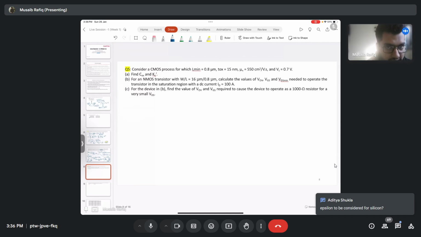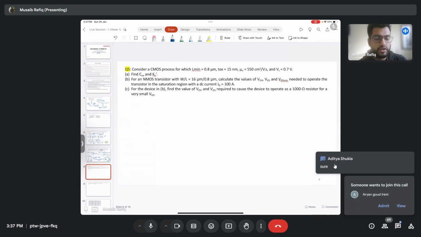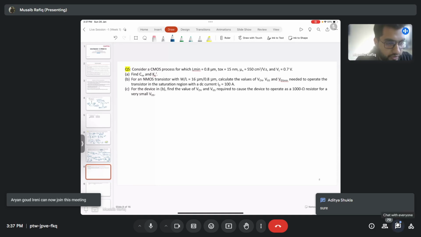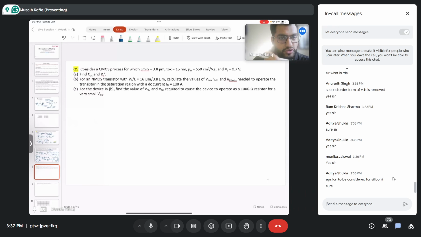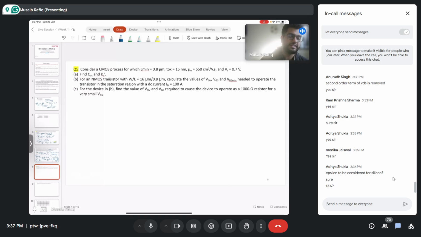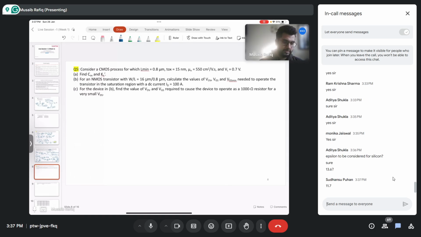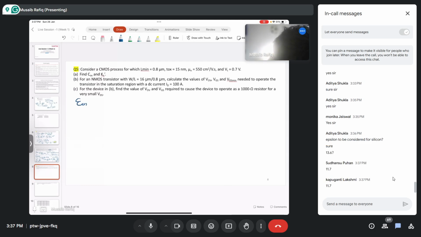So this is silicon dioxide. For silicon oxide you can consider silicon dioxide. I hope you know the relative dielectric constant of silicon dioxide. How much is it? These numbers you should remember. No, it's not 13.6. It is 3.9. For silicon dioxide, it's 3.9. And by the way, what is the dielectric constant for silicon? Anyone? Does anyone know the dielectric constant for silicon? Yes, 11.7. Thank you. Take epsilon ox equal to 3.9.